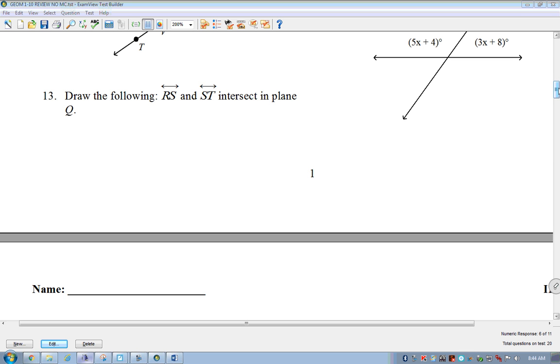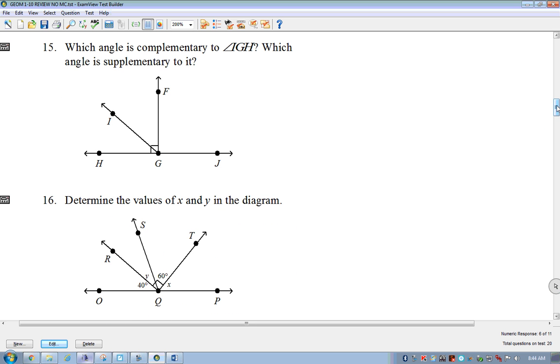All right, what else do we have? Looks like 15. Which angle is complementary to IGH? Which angle is supplementary to it? Well, that takes us back to having to know what supplementary and complementary are. Supplementary, what was supplementary again? Two angles that add up to 180 degrees. What does complementary mean then? Two angles that add up to 90.